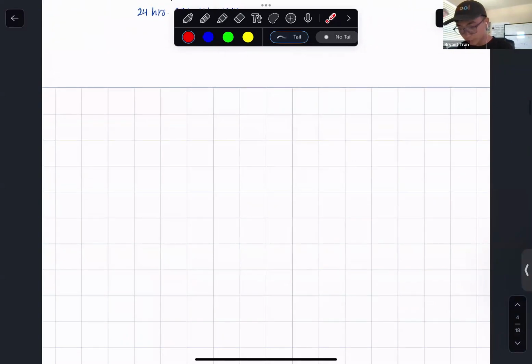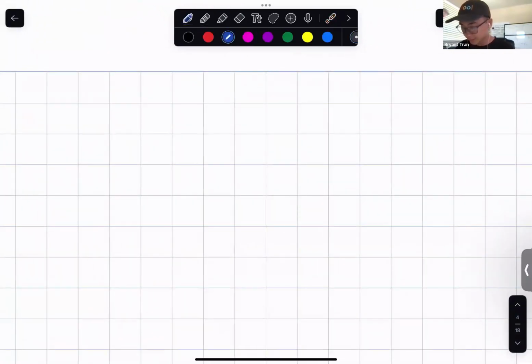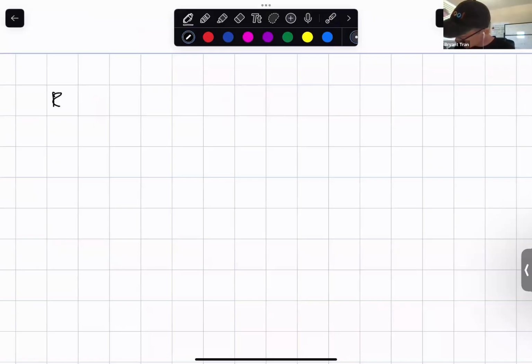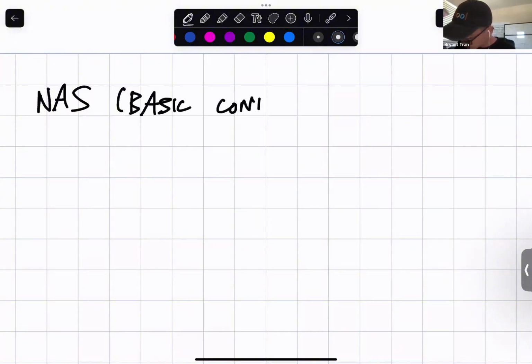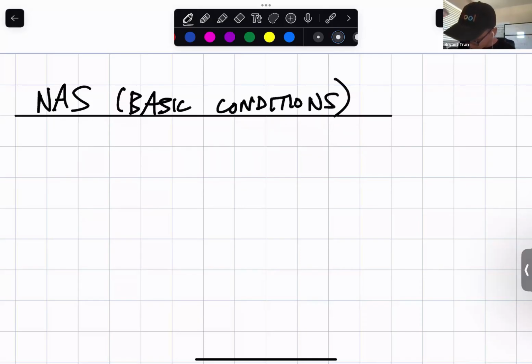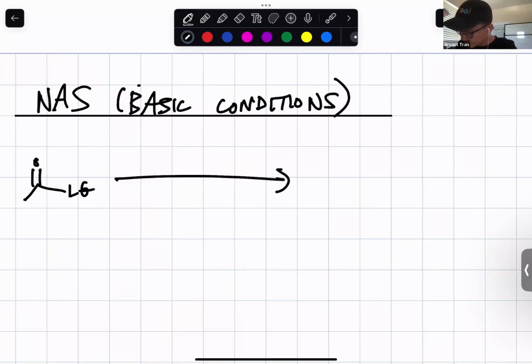So let's start with the shorter one first. Basic conditions. Okay, so nucleophilic acyl substitution in basic conditions. Okay, so the reactant here is gonna have a carbonyl attached to some leaving group. And the reagents that we're gonna have in basic conditions here is that the nucleophile is gonna be negatively charged, right? With a solvent that is neutral, okay?